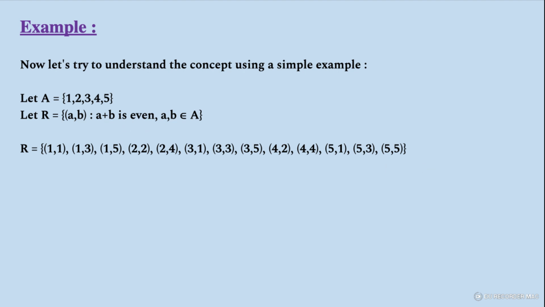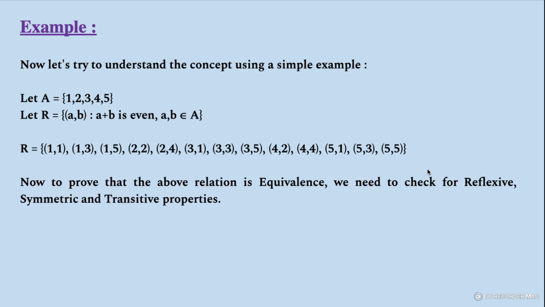Now, how do we go about this? What are the conditions that we need to check? To prove that a relation is equivalent, we need to check for reflexive, symmetric, and transitive properties.